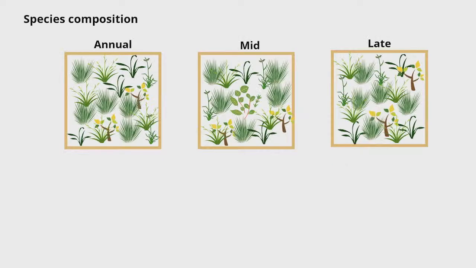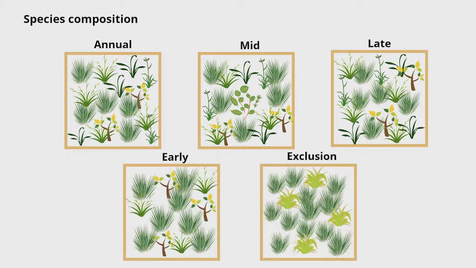Looking in more detail at species composition, we observed that annual, mid, and late treatments promoted a more balanced distribution of species abundance, with small and large grasses, shrubs, and even forbs among dominant species. In contrast, early plots had only large grasses and shrubs among dominant species, and exclusion plots had only 2 dominant species, and both were large grasses.